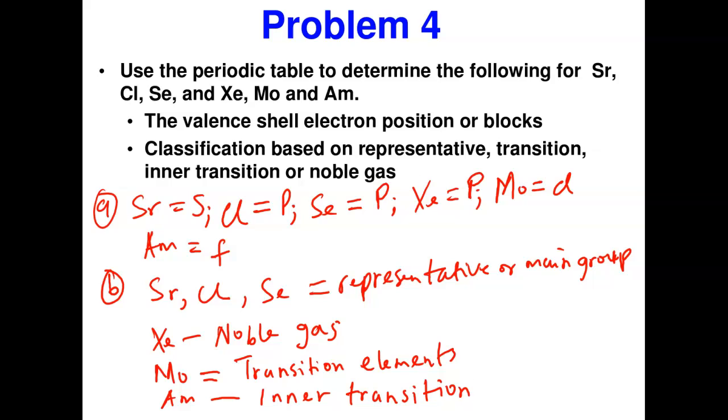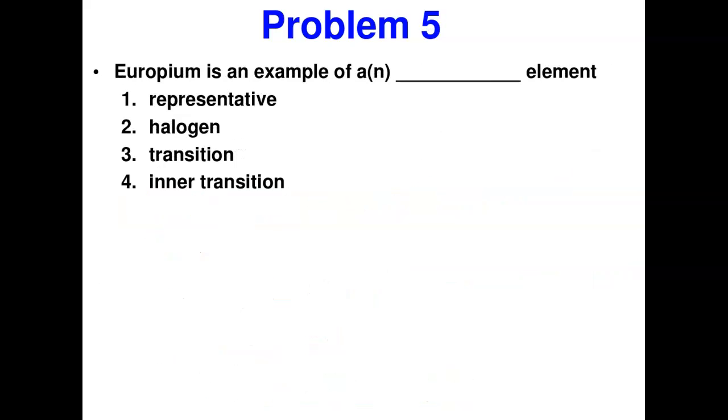So this is how you solve this kind of problem. They will usually give this kind of problem in multiple choice, so just watch out for those kinds of questions. It could be tricky at times. Europium is an example of dash element. If you look at element europium, europium is an inner transition element, Eu. Eu is number 63. It is an inner transition element. The correct answer is number 4.